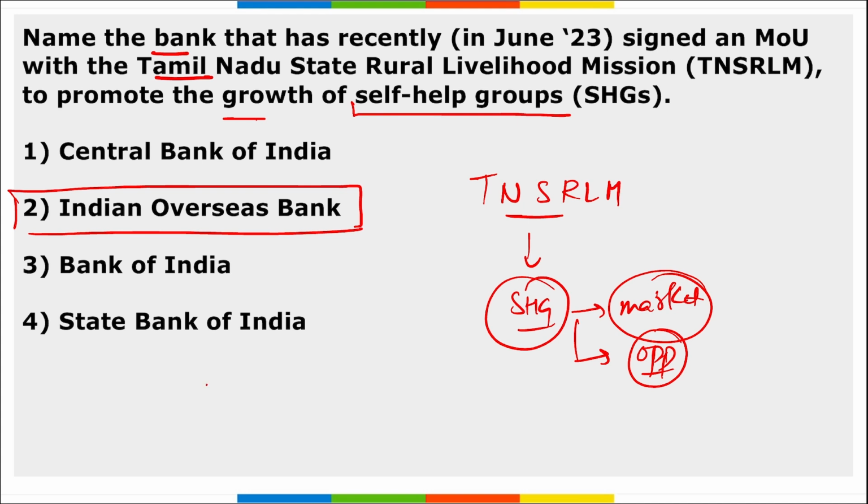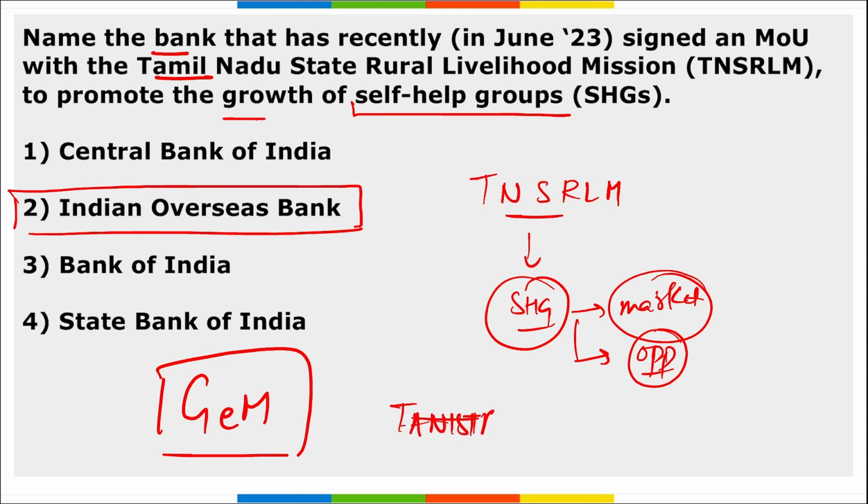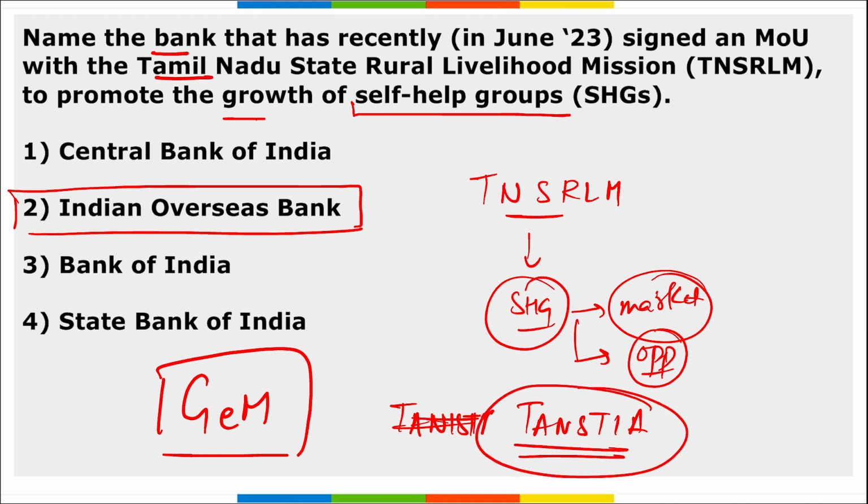Then remember this GEM. What is GEM? Government e-marketplace. This is India's leading online public platform, right? They signed an MOU with TANSTIA. What is this? TANSTIA. This is Tamil Nadu Small and Tiny Industries Association. I repeat, GEM, Government e-marketplace, they recently signed an MOU with Tamil Nadu Small and Tiny Industries Association, that is Chennai, Tamil Nadu, and this is basically to enhance the seller base of government e-marketplace. Correct?